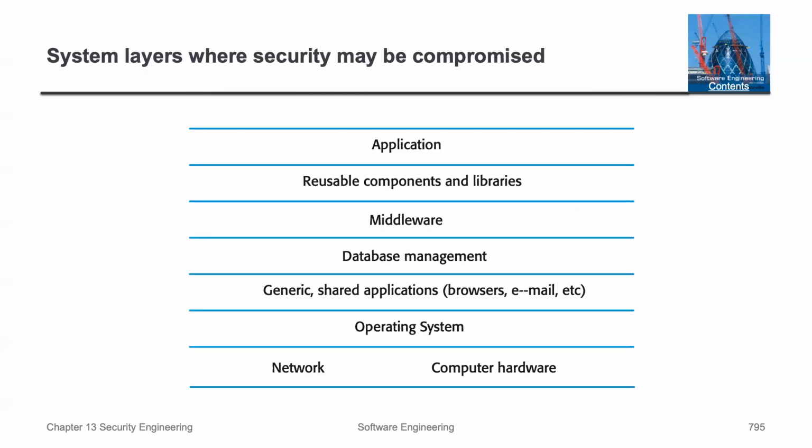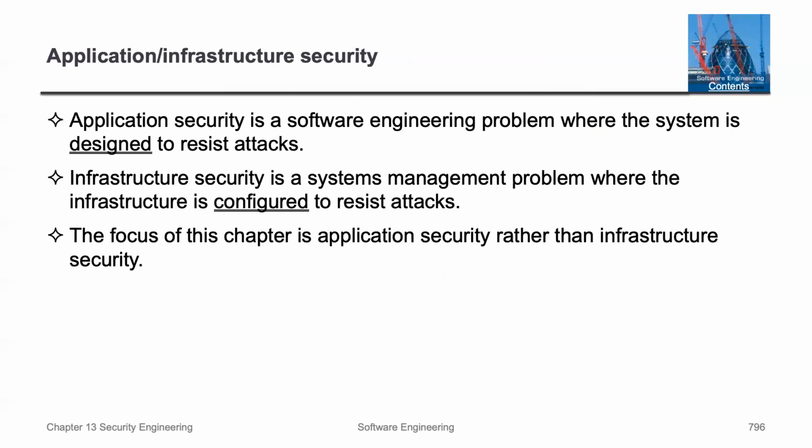So here's an illustration of the layers where security may be compromised, and it can go all the way from the application down to the network and computer hardware. Hardware things could be compromised. You could have issues in the operating system, general applications, something in the browser, email, database, middleware, and reusable components and libraries, etc. So basically, just about anything can be involved in that.